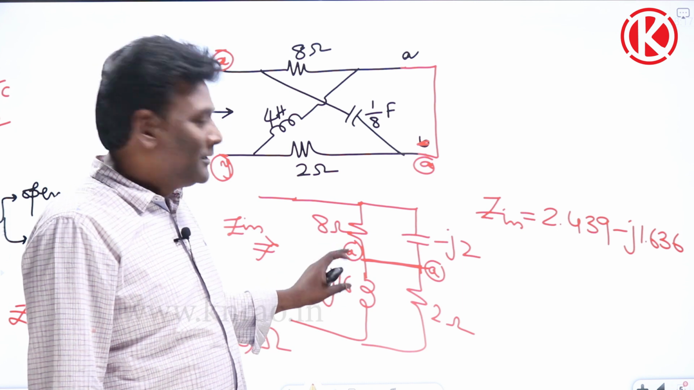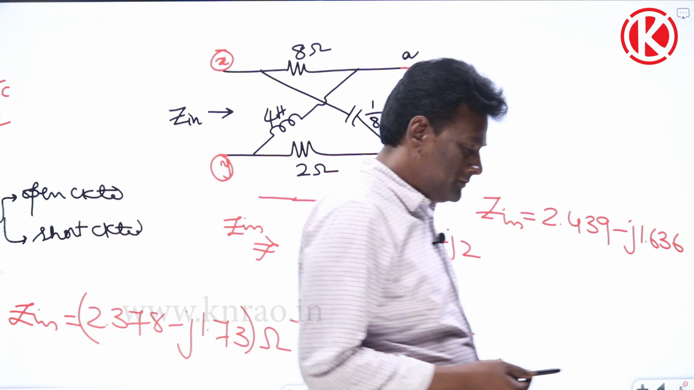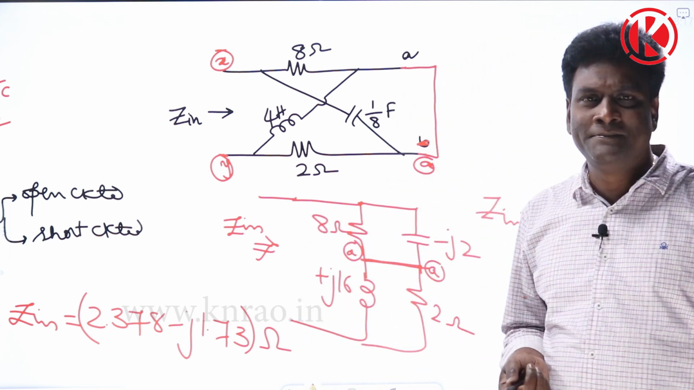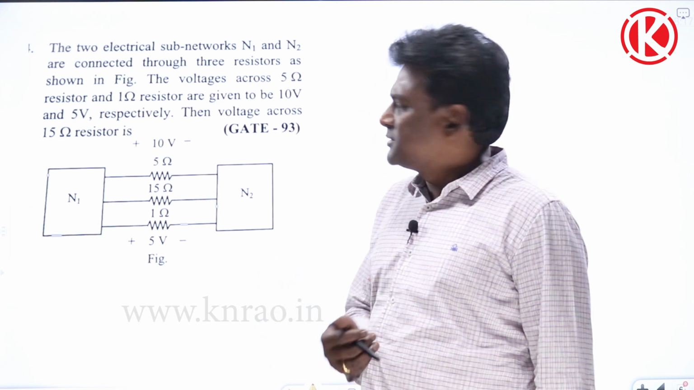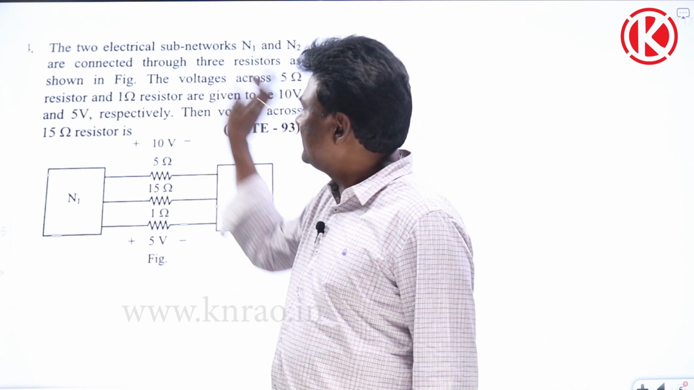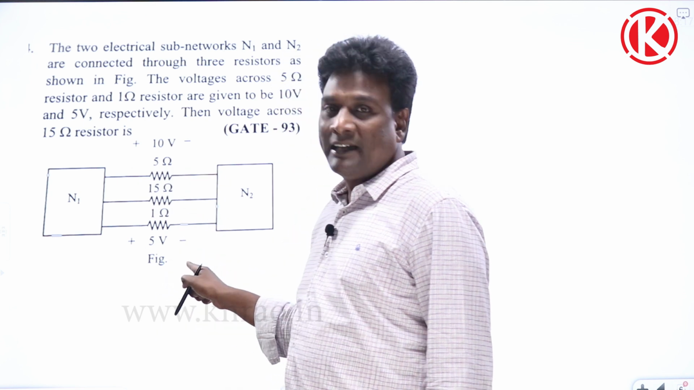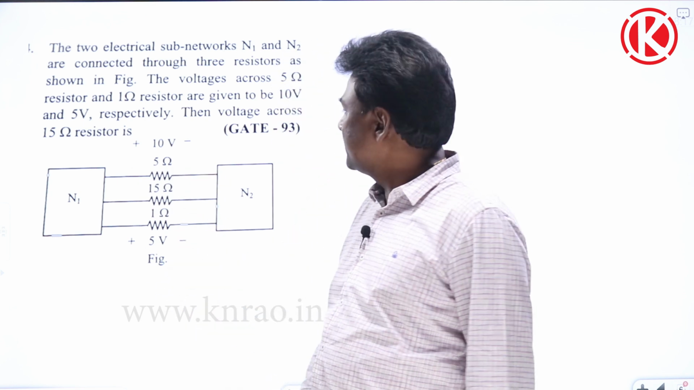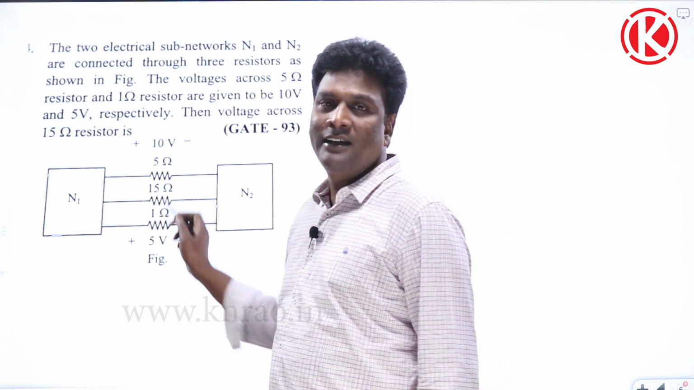It's simple only, right? Because complex mode calculations are required, so it will consume more time in GATE. Okay, now let us take this electrical circuit, it is a very popular question. Okay, we need not read it all. Directly 10 volts they have given, 5 volts they have given, and resistances they have given, and they are asking the voltage across the 15 ohms resistor.